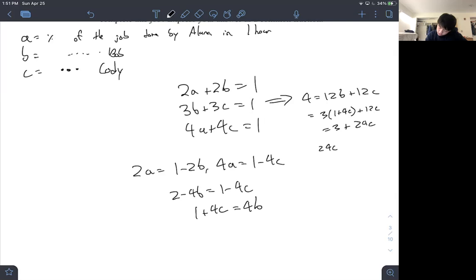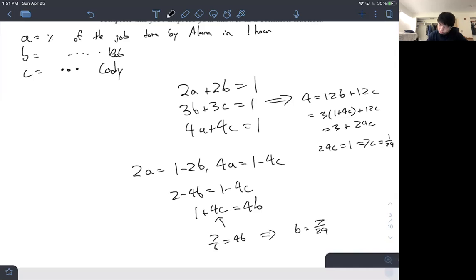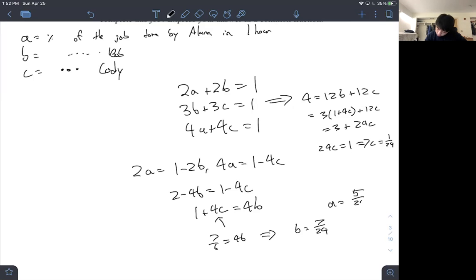So therefore 24C equals 1. So C is 1/24. Then plugging that in here, this becomes 7/6 equals 4B. So B equals 7/24. And then finally, we calculate for A, and A should be equal to 5/24 using this one because A plus B is a half. And so now we have this set of 3 values. A equals 5/24, B equals 7/24, and C equals 1/24.